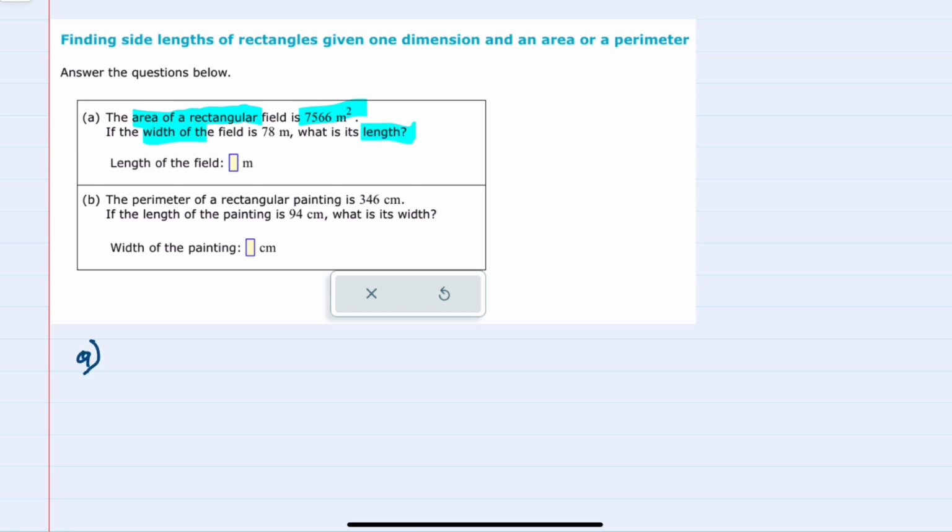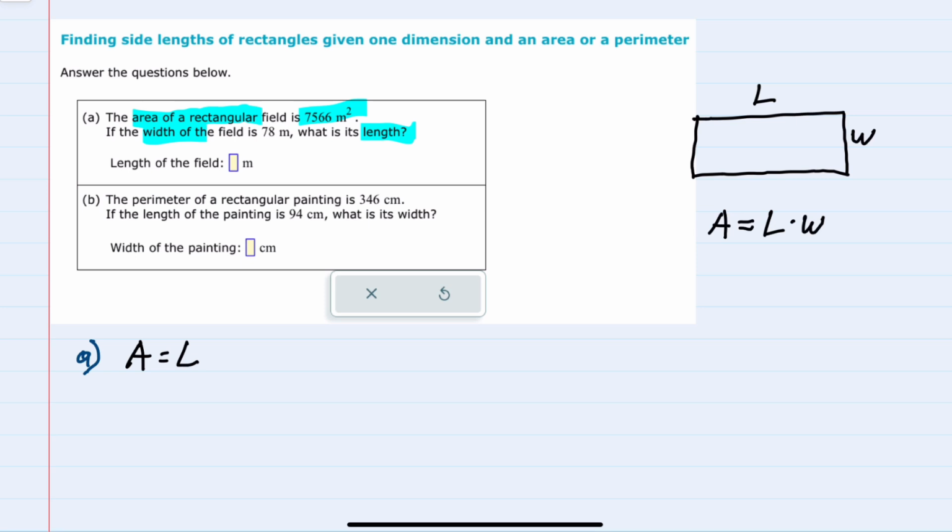So for part A, I'll start by recalling that for a rectangle, we have measures of length and width, and that to find the area, we would multiply the length times the width. So I'll start with that formula. Area equals length times width, and then I'll start doing some substitution. We know the area was given as 7,566 meters squared, and that the width is given as 78 meters.